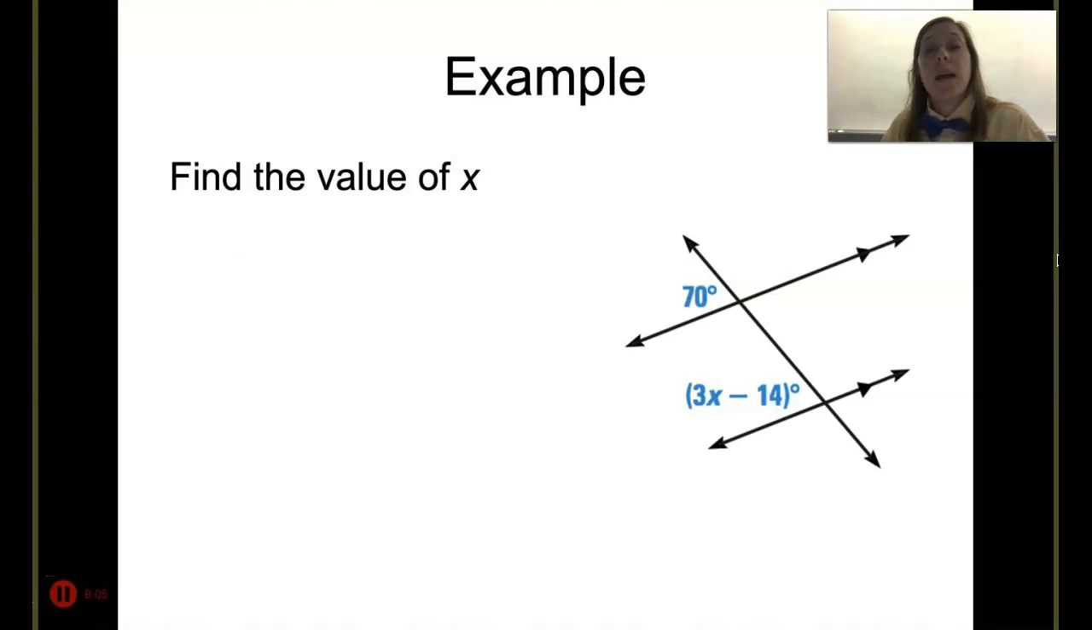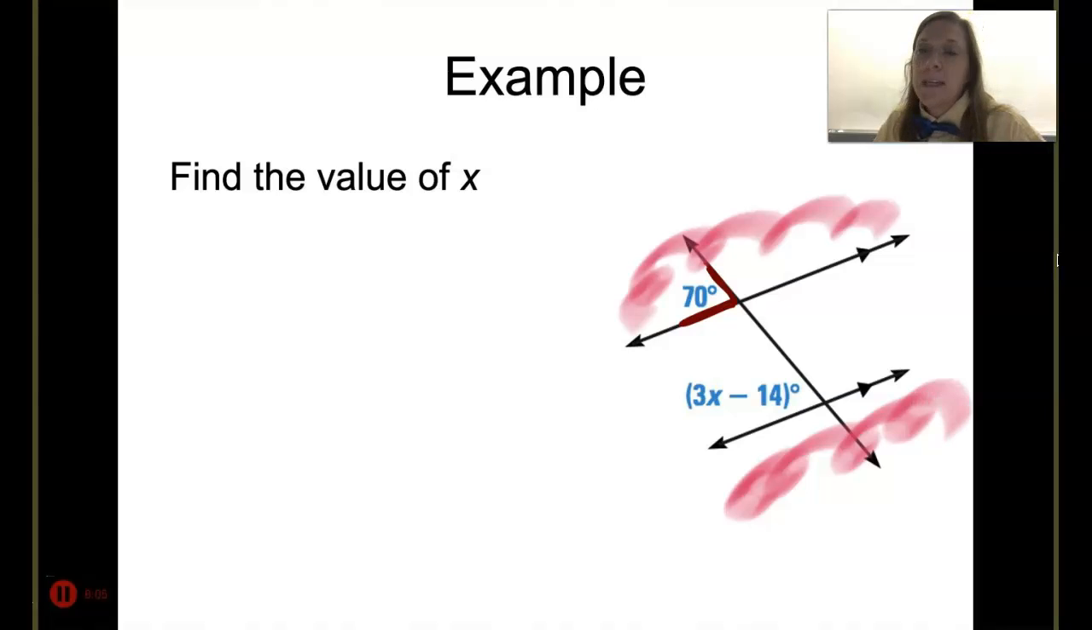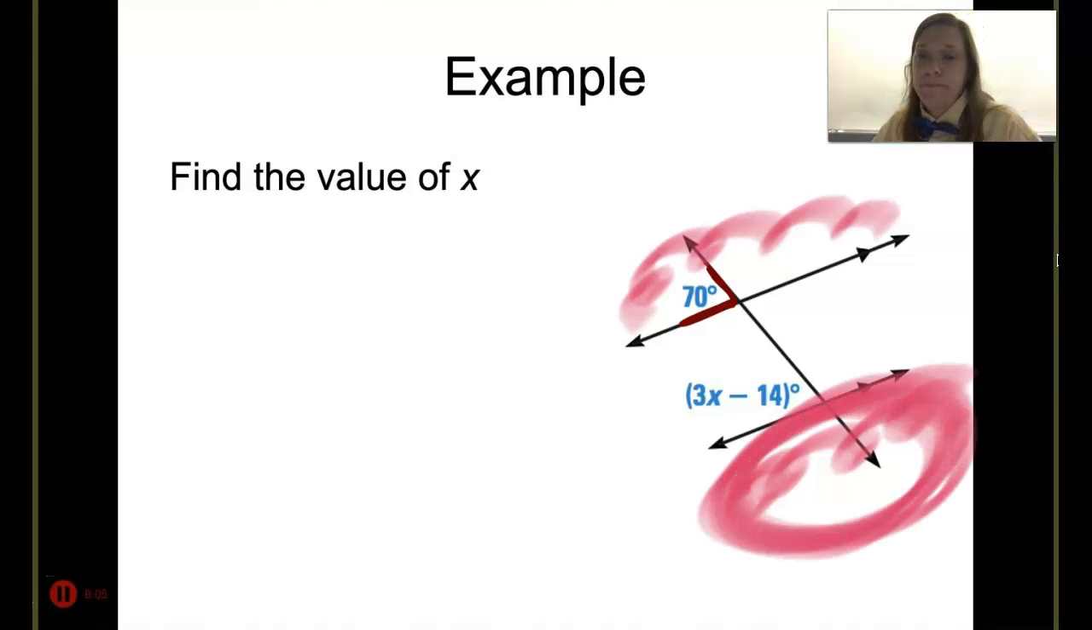Okay, so here we have parallel lines. Notice my triangles on my lines. And we have 2 angles. I have an angle of 70 degrees here. Notice that that angle is on the exterior, and my other exterior angles would be down here. Do I have any angles occurring down here?